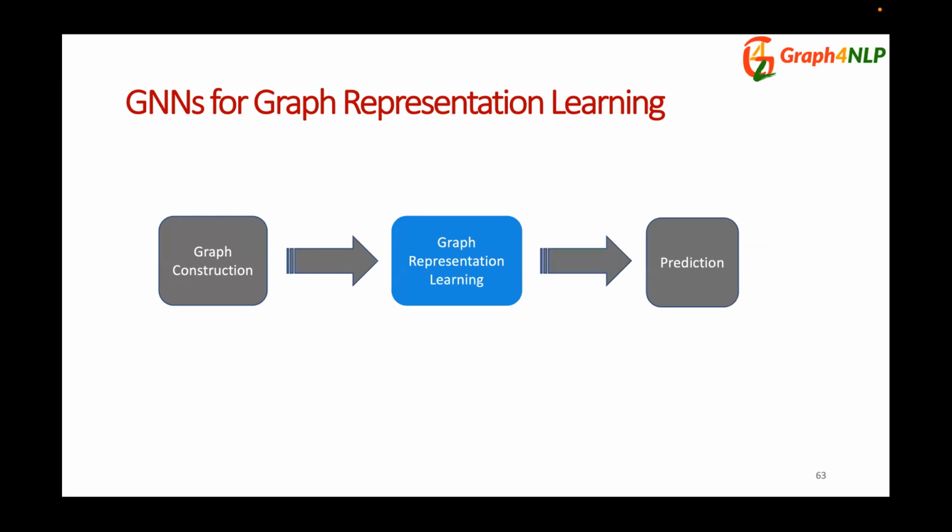Then we can have a prediction module to produce the task-dependent outputs. Given a graph, we will need to decide which GCNs to apply for graph representation learning. This is a very critical problem we need to think about when we apply GCNs in real-world applications. So in this part of the tutorial, we will try to help answer this question.